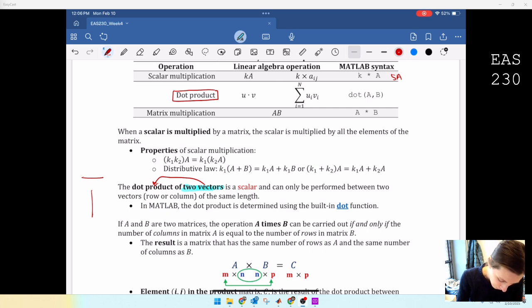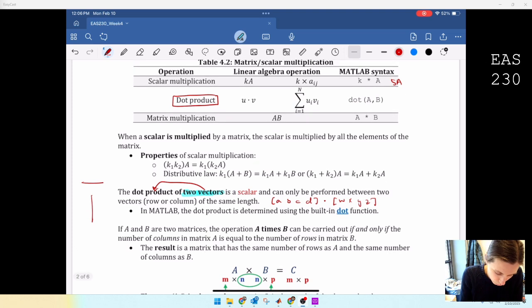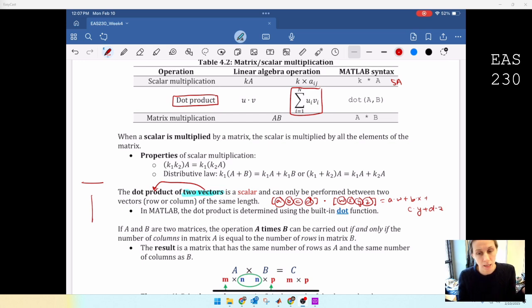So if I have a vector A, B, C, D dot W, X, Y, Z, it doesn't matter if these are rows or columns, they have the same number of values. The dot product is this equation here. It's the sum of all of my elements multiplied by each other. So it's A times W plus B times X plus C times Y plus D times Z. This times this plus this times this plus this times this plus this times this. It's element-wise multiplication and then add all the numbers together. That is the dot product.